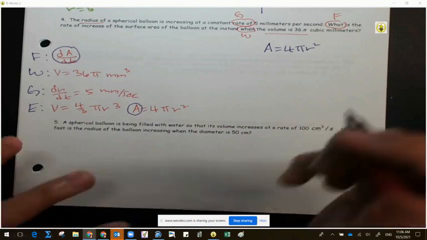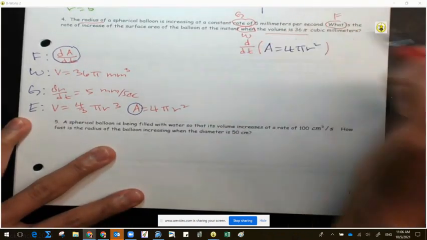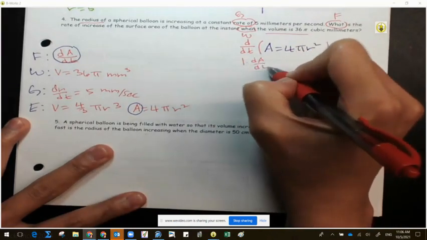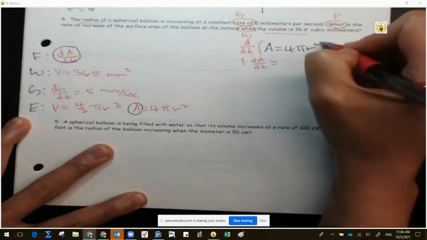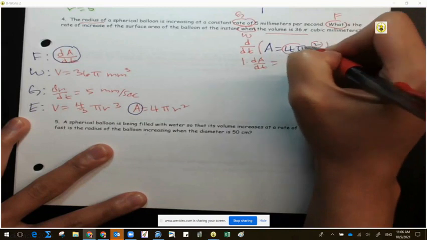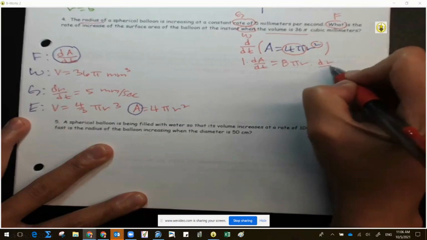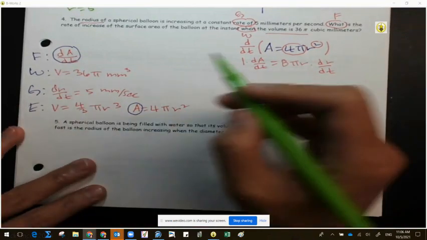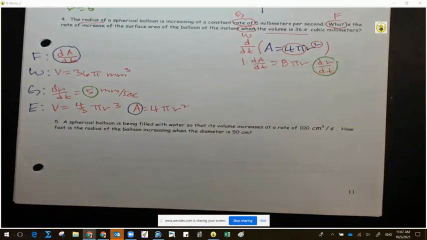And let's derive this and see if I have all the pieces. Derivative of this function with respect to t. So we have 1 times dA over dt. Is everyone good with that? The second piece: when I multiply the coefficient and the power, what do I get? 8 pi r dr over dt. So let's see if we have all the pieces right now. We have dr over dt is 5. What else do I, or should I have?